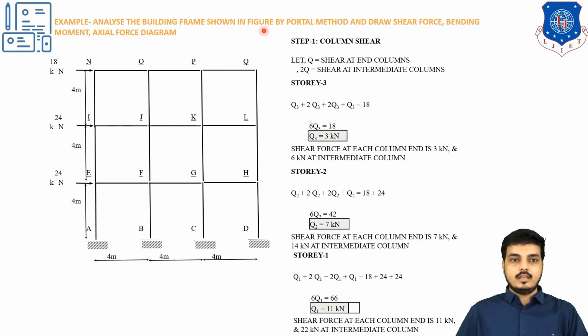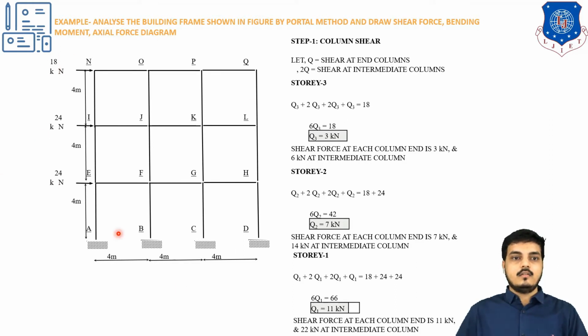Analyze the building frame shown in the figure by portal method and draw the shear force, bending moment and axial force diagrams. This figure will be given in the question itself. Focus on the junction points A, B, C, D, E, F, G, H, I, J, K, L, N, O, P, Q. The bay width is 4 meters for each one, and the height is also 4 meters for each one. The horizontal forces given are 24 kilonewton and 18 kilonewton at the top. Now this is the given figure.